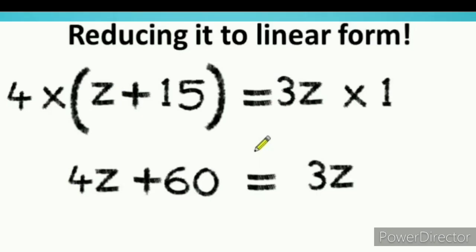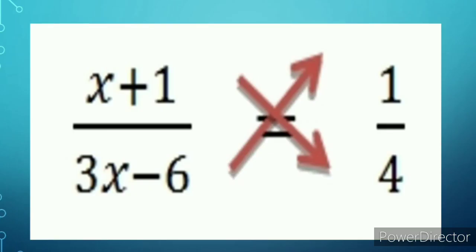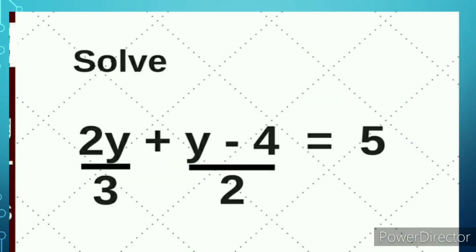If you get this form of linear equation, the first step is to remove the bracket by multiplying with the outside number. Suppose you get a fraction form of linear equation on both sides, just do the cross multiplication. Or if you get two fractions on the same side, we should take LCM and simplify. These three methods we are going to use now.